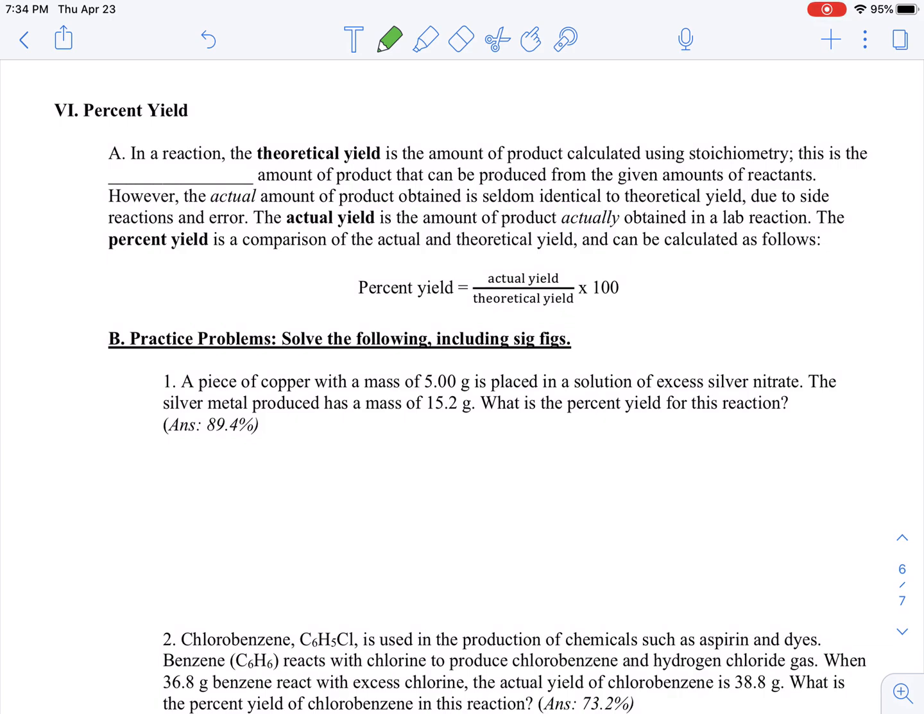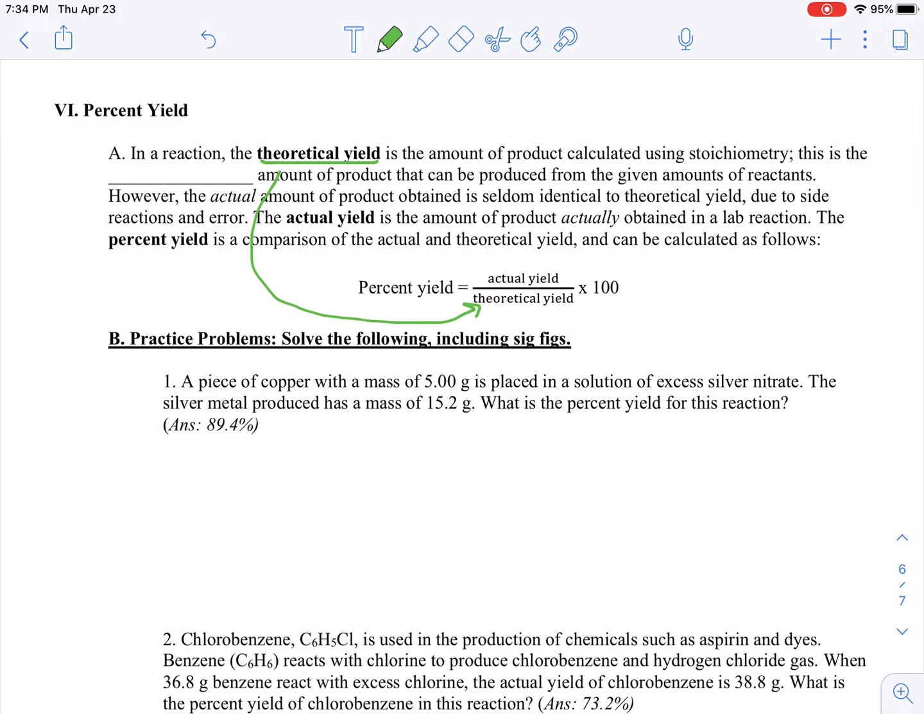So we're going to look at that today, and there are two things to keep in mind. One is called the theoretical yield. The theoretical yield is what we get from math, and it is basically the maximum amount of product that could be made if everything went perfectly. So based on the stoichiometric ratios, if everything went perfectly, the theoretical yield would go on the bottom of our percent yield formula, whereas the actual yield, which is what we actually get in lab, would go on top.